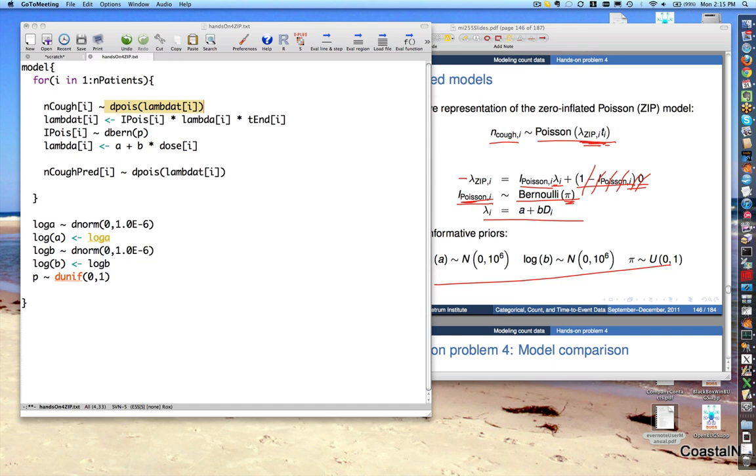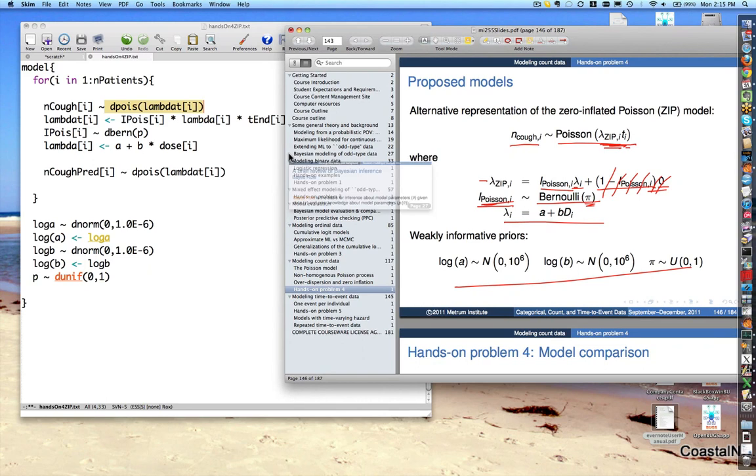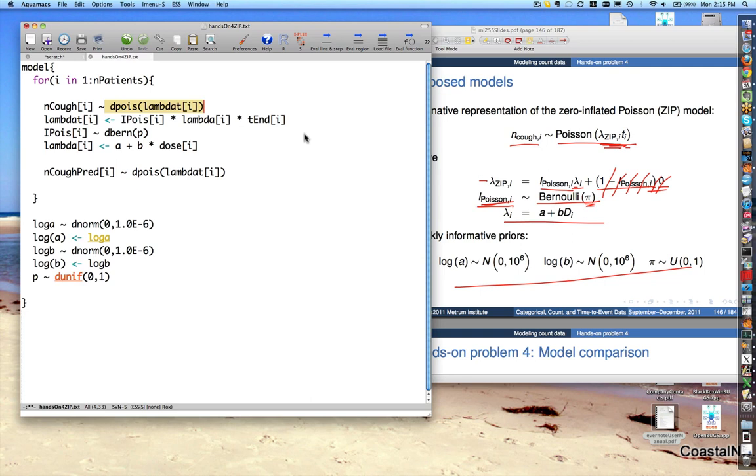Let's see. It says what is equivalent with t end? You don't see it in the slides here. Well, t end here represents the endpoint of the observation time, that's the way we had set this one up. So we're talking about counting up the number of coughs from 0 to ti in the slides, but what I called ti in the slides is t end in the model here. Okay, so that's the basic trick here.